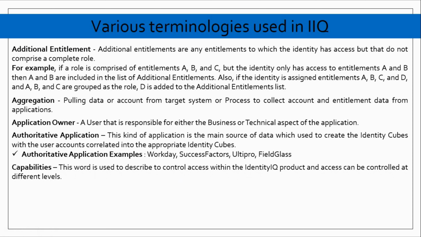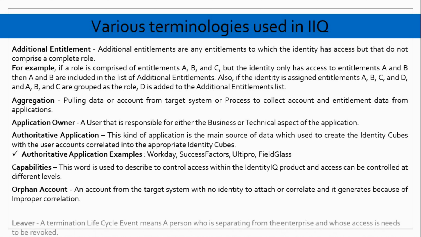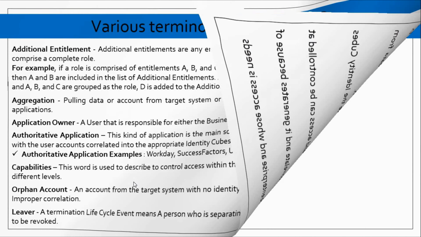Capabilities. This word is used to describe how access is controlled within the IdentityIQ product, and access can be controlled at different levels. Orphan account. An account from the target system with no identity to attach or correlate to, and it is generated because of inappropriate correlation. Leaver. A termination lifecycle event, meaning a person who is separating from the enterprise and whose access needs to be revoked. Let's go to the next slide.